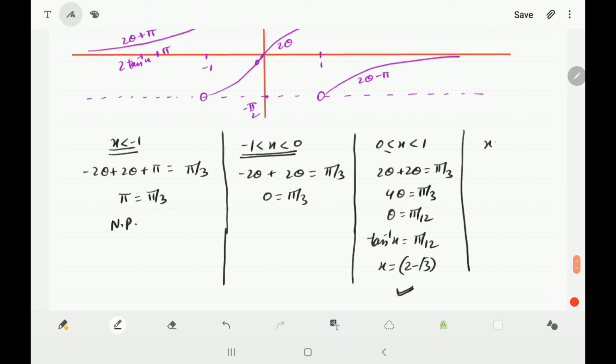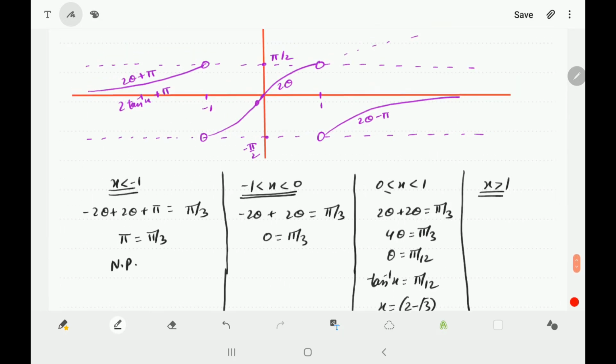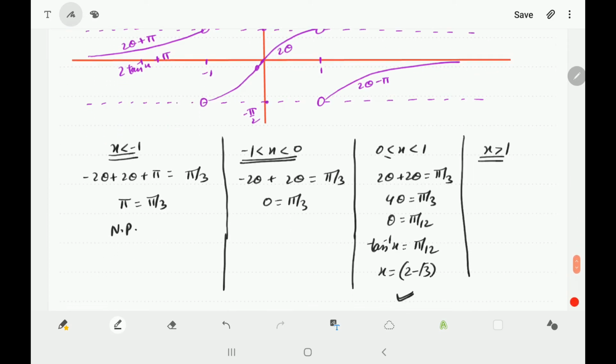Now next interval is x greater than 1. So for x greater than 1, we have the above function opening up in 2 theta. The next function is 2 theta minus pi, and this is equal to pi by 3. So we have 4 theta is equal to 4 pi by 3, theta is equal to pi by 3. So we have x is equal to tan theta, so x is equal to tan pi by 3, which is root 3, which also is greater than 1.